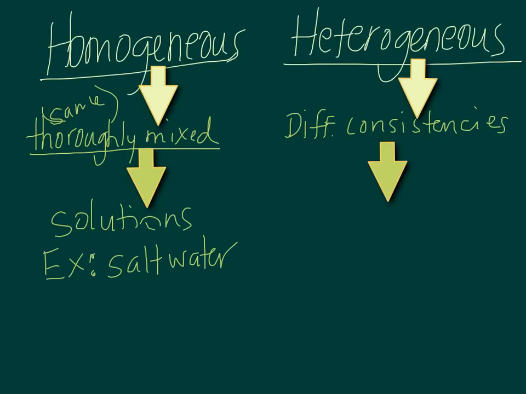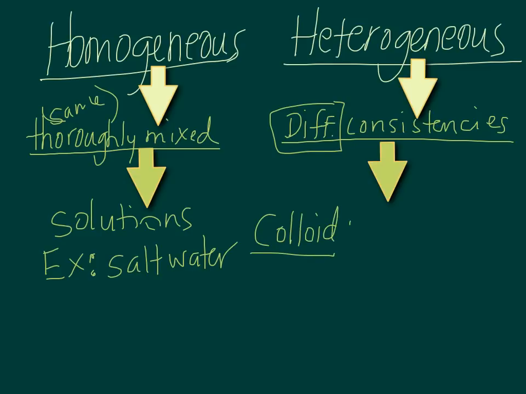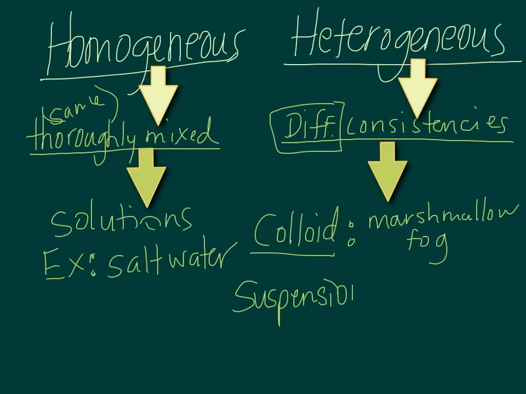Heterogeneous mixtures are something that has different consistencies. They look different throughout. There are actually two types of heterogeneous mixtures. First one is called a colloid. These are medium-sized particles, and so a good example of that would be like a marshmallow, or fog is another good example of a colloid. Remember, it's still a mixture. They're still physically combined.